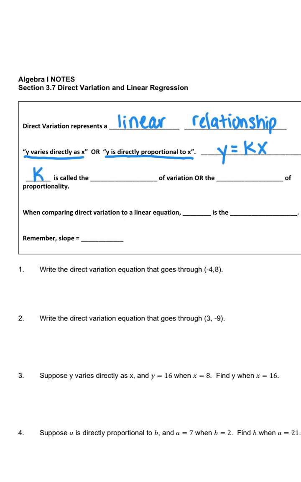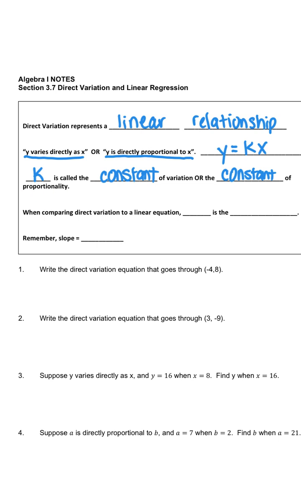So k is called the constant of variation or the constant of proportionality. So if you noticed in those keywords above that I pointed out earlier, y varies directly as x. Well, in that, k is your constant of variation. Y is directly proportional to x. Well, k is the constant of proportionality.